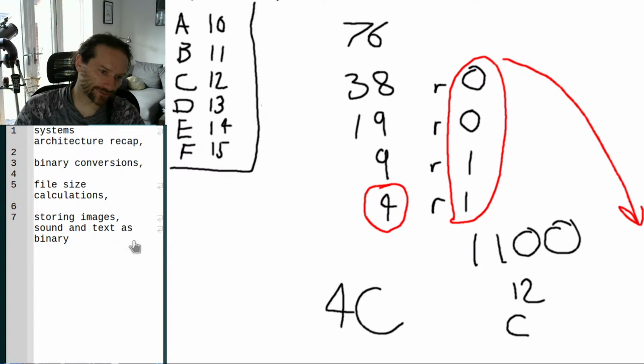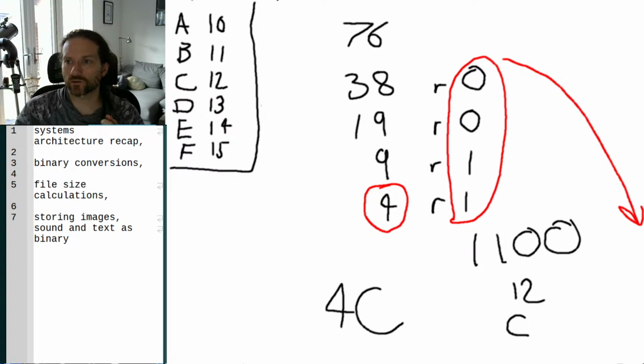So good. Right. Anyway, hopefully that makes sense to all of you, and we can move on. So we've done binary conversions. File size calculations is the next one. I think before we do file size calculations, though, it makes sense to go over storing images, sound, and text as binary, because being able to calculate the file sizes kind of requires you to understand how they are stored.